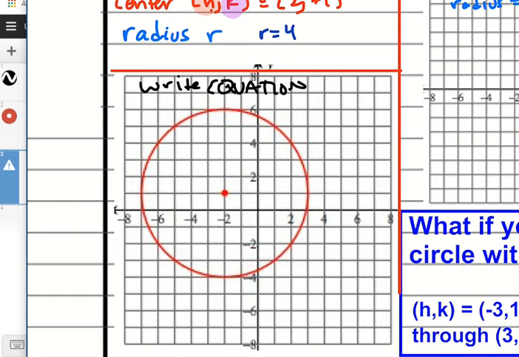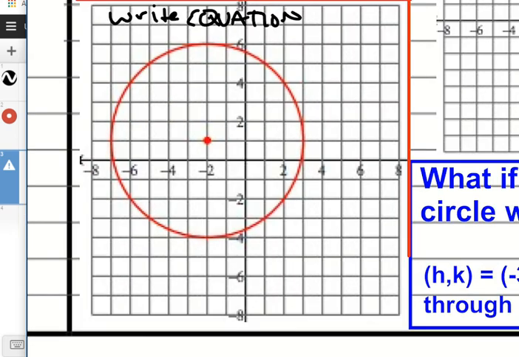Now the easiest way to pull a radius is to start at the center and just go up, down, left, or right. Remember, the radius is the same in all directions, so it doesn't really matter which. I'm going to go straight down. So it's 1, 2, 3, 4, 5, and so r is equal to 5.